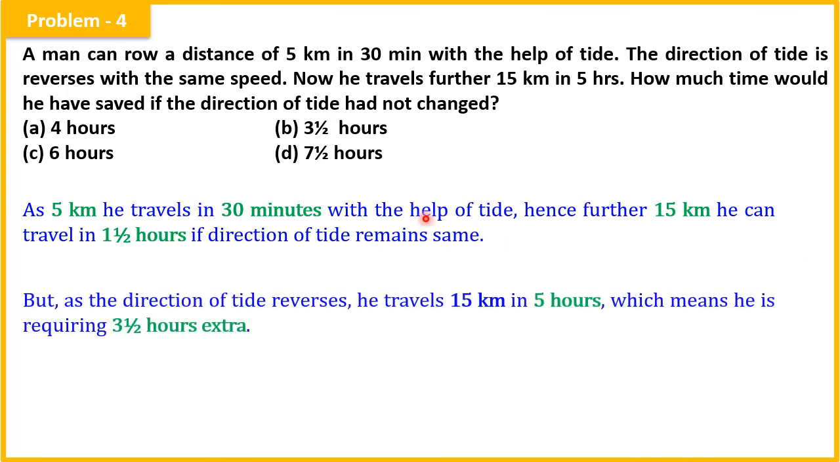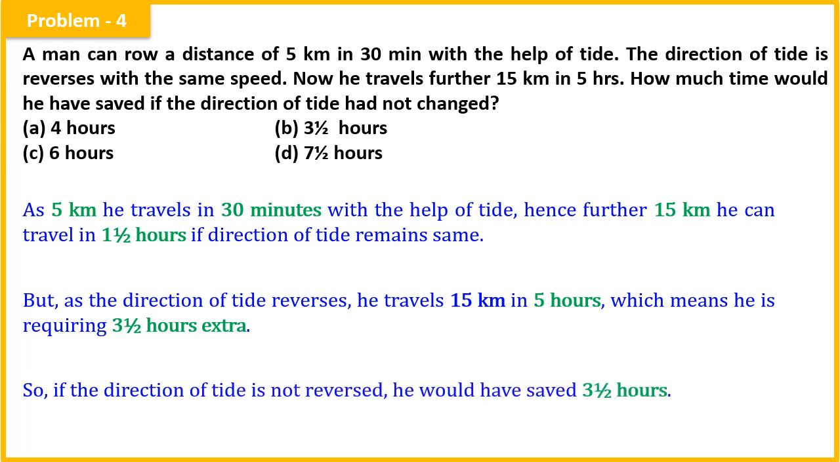But as the direction of tide reverses, he travels further 15 kilometers in 5 hours instead of 1.5 hour, which means he is requiring 3.5 hours extra as the direction of tide is reversed. So if the direction of tide is not reversed, he would have obviously saved 3.5 hours. Option B is the right answer.